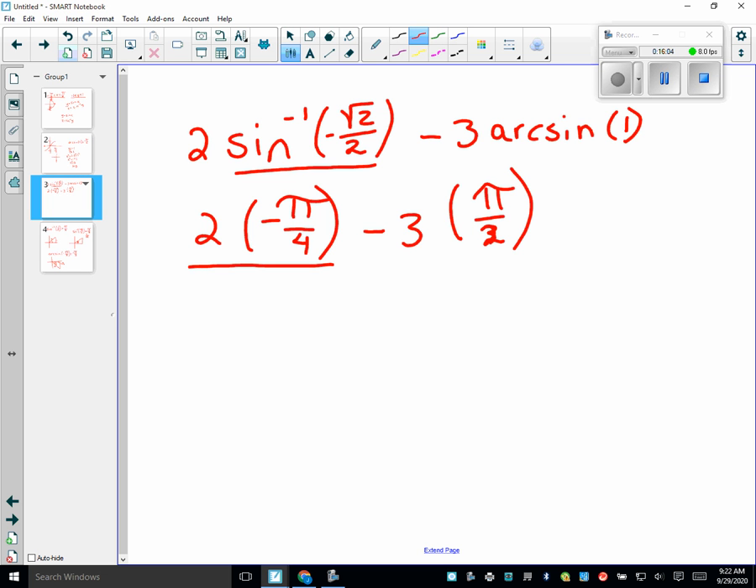What is this? That's negative pi over 2. Negative pi over 2 minus, what is this? 3 pi over 2. So what is my answer? Negative 2 pi. Whoa. Negative 2 pi? Yes. Everybody agree?